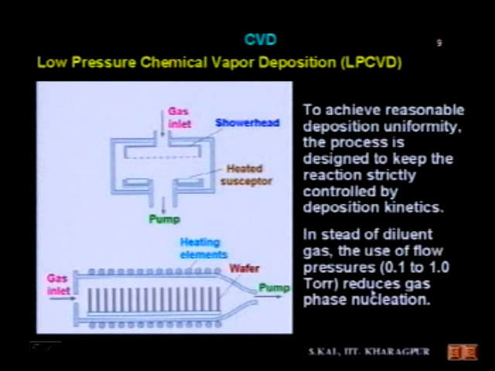Because in epitaxial reactors as well as in CVD reactors, we have seen the source gas is diluted before reaction takes place. So if you use a raw gas of silane or silicon tetrachloride, whatever it is, then there is a chance of nucleation. That's why it is diluted. But another alternative to prevent nucleation without dilution is a low pressure CVD system or low pressure epitaxial system.